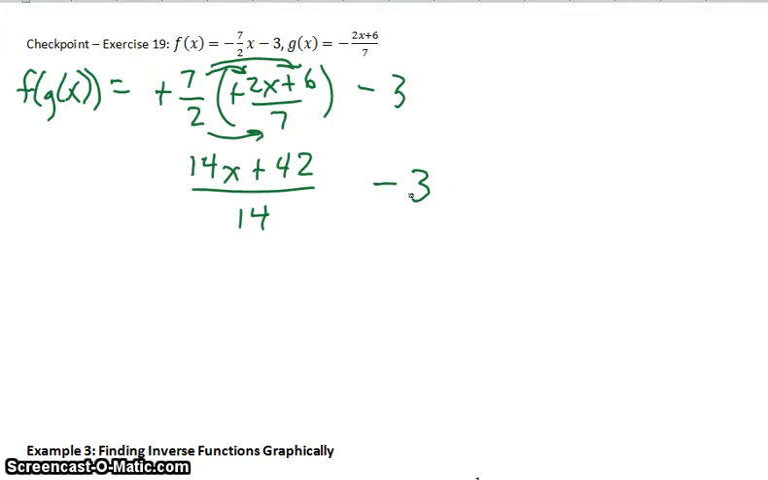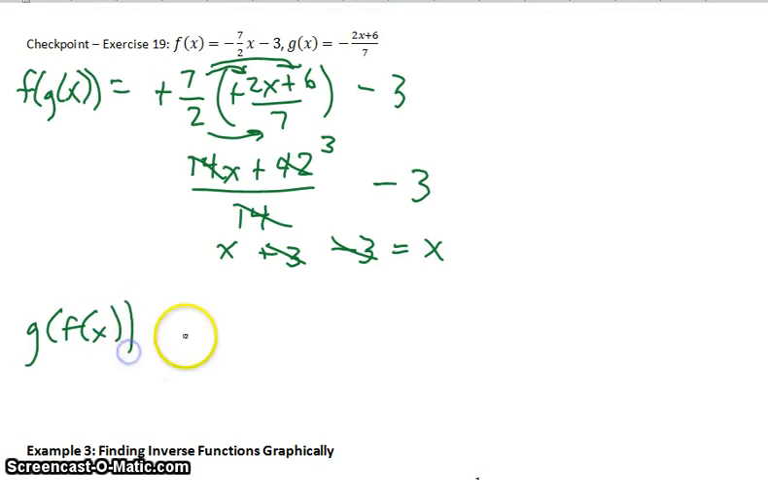So I just distributed the 7 and then multiplied the 2 by 7. All of this is divisible by 14, so that cancels out. This is left with 3, so I have x plus 3 minus 3. You're left with just x. Now I'm going to do the exact opposite. I'm going to compose f of x into g of x.